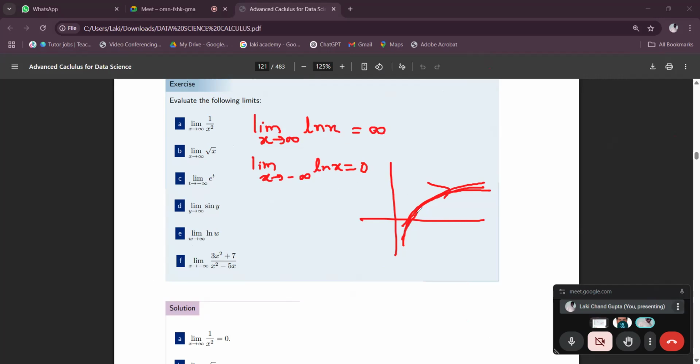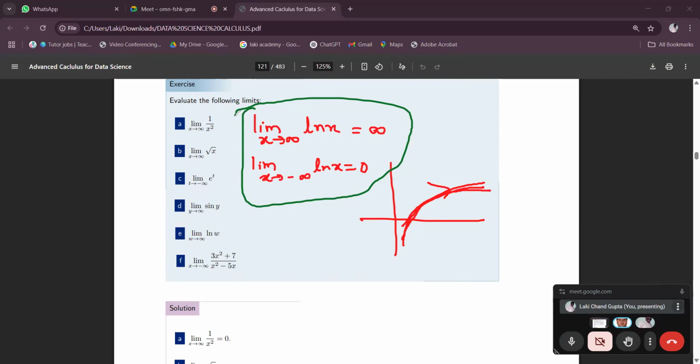Whenever the value of x is decreasing, log x will approach 0. Why? Because it tends to 0. This is very important. So it's open from the right, but it almost tends to zero from the left.